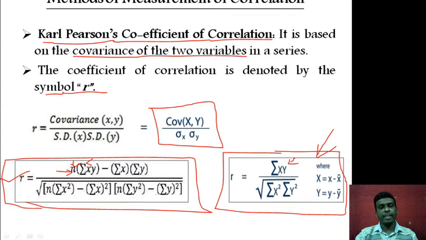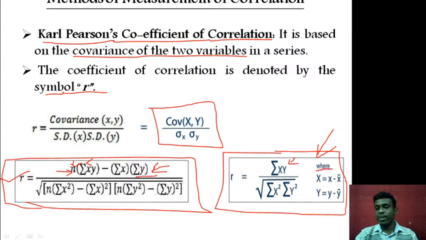So capital R is equal to the summation of capital XY divided by the square root of summation X square into summation Y square, all being capital. But the values that are given to you are not capital XY, these are all small xy. In the previous formula we have seen small xy, whereas here we see capital XY. So what is this capital X and capital Y?